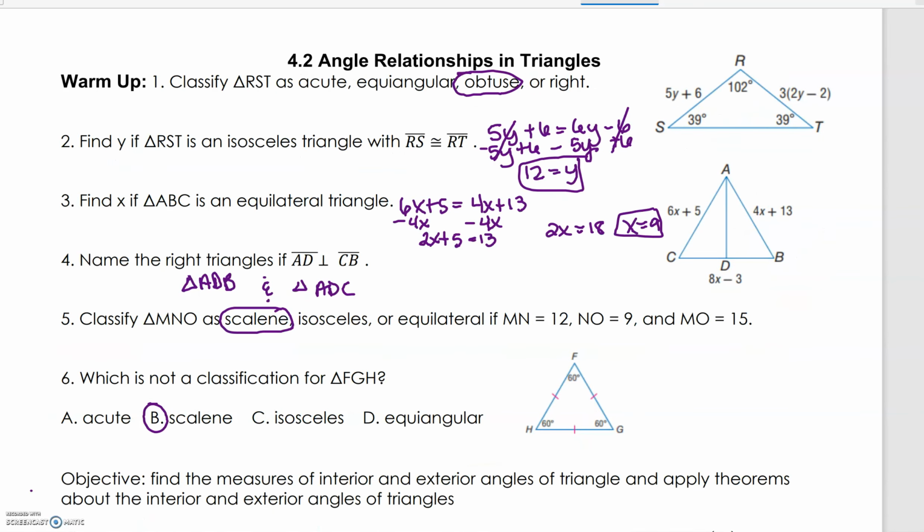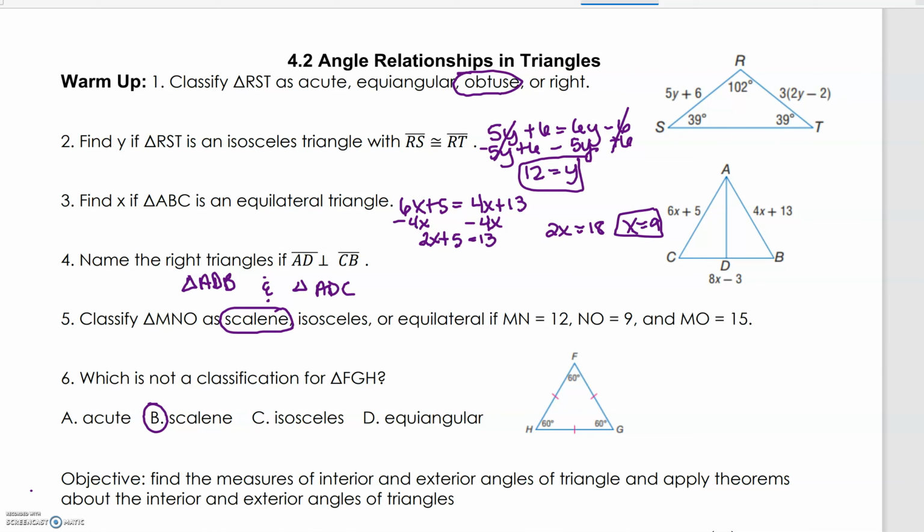Number 1, obtuse. Number 2, setting those sides opposite those congruent angles equal and solving and getting y is 12. Number 3, equilateral means all the sides are equal, so you can pick any 2 and set them equal, but we don't do all 3. We just pick 2 of the sides and set them equal since all 3 sides are equal. And get x is 9.